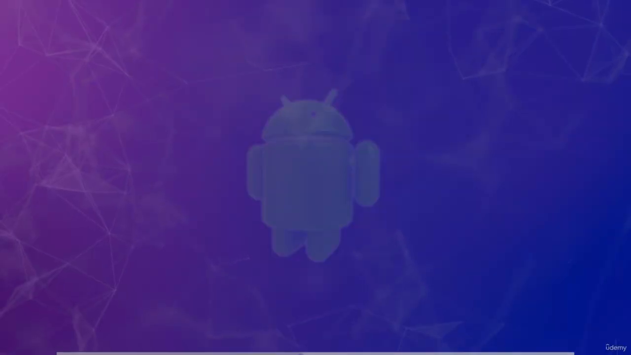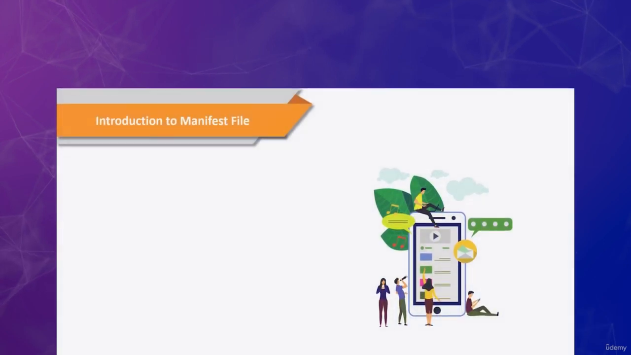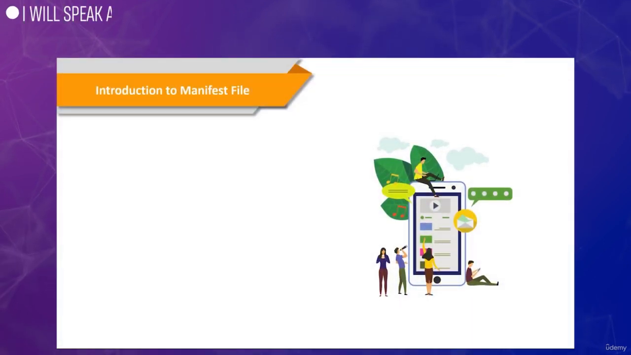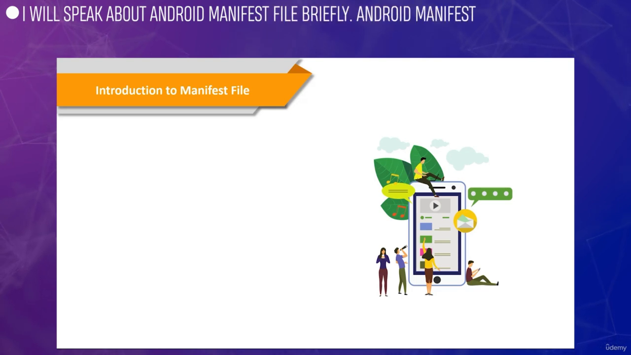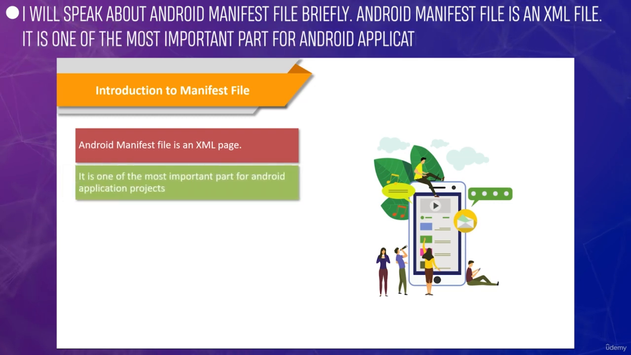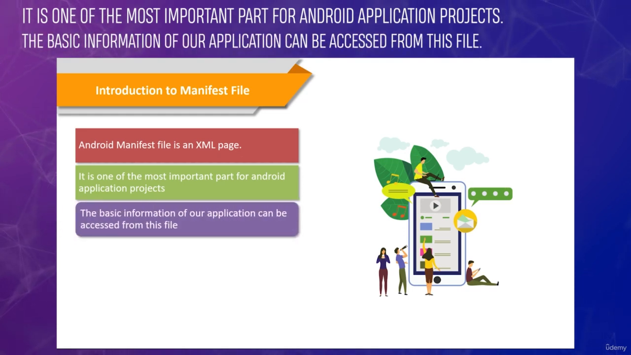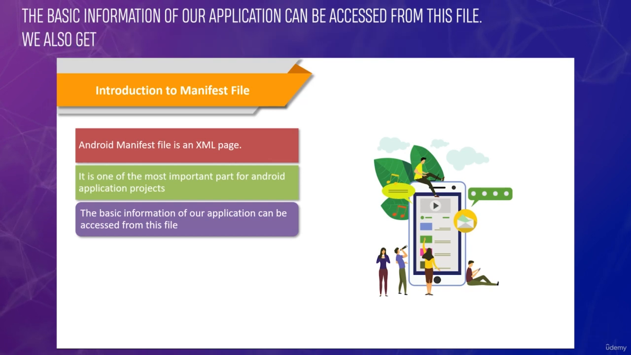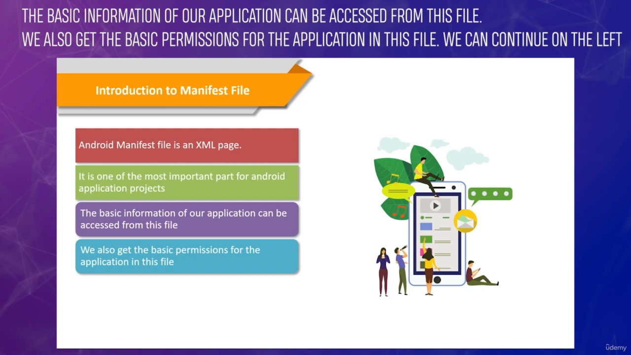So here's an introduction to the manifest file. Hello, everyone. I want to speak to you today about the Android manifest file. Now, the Android manifest file is an XML file. It is one of the most important parts of Android application projects. The basic information of our application can be accessed from this file. And we also get the basic permissions for the application in this file.